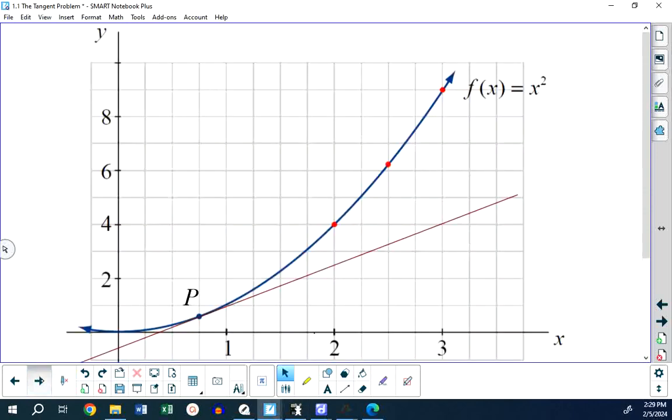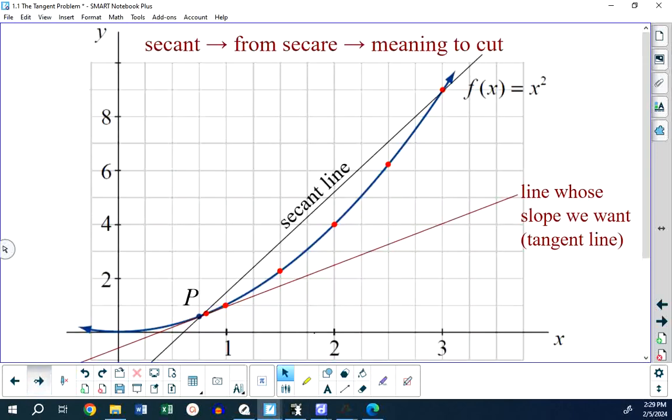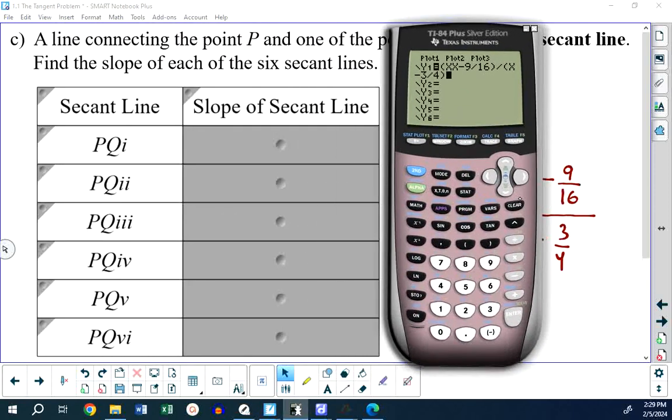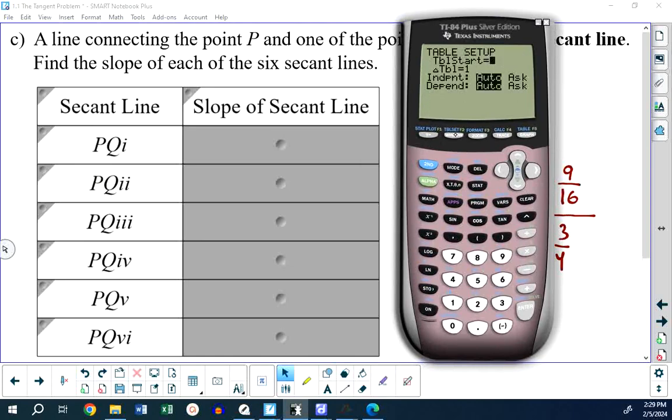So let me get back to where I want to be. There we go. So I'm going to set up my table, which will allow me to independently put in numbers for x. And I'm going to put in 3. Well, this is the slope of the secant line. I'm going to put in 2.5. I'm going to put in 2. I think the next was 1.5, then 1, then 0.8.